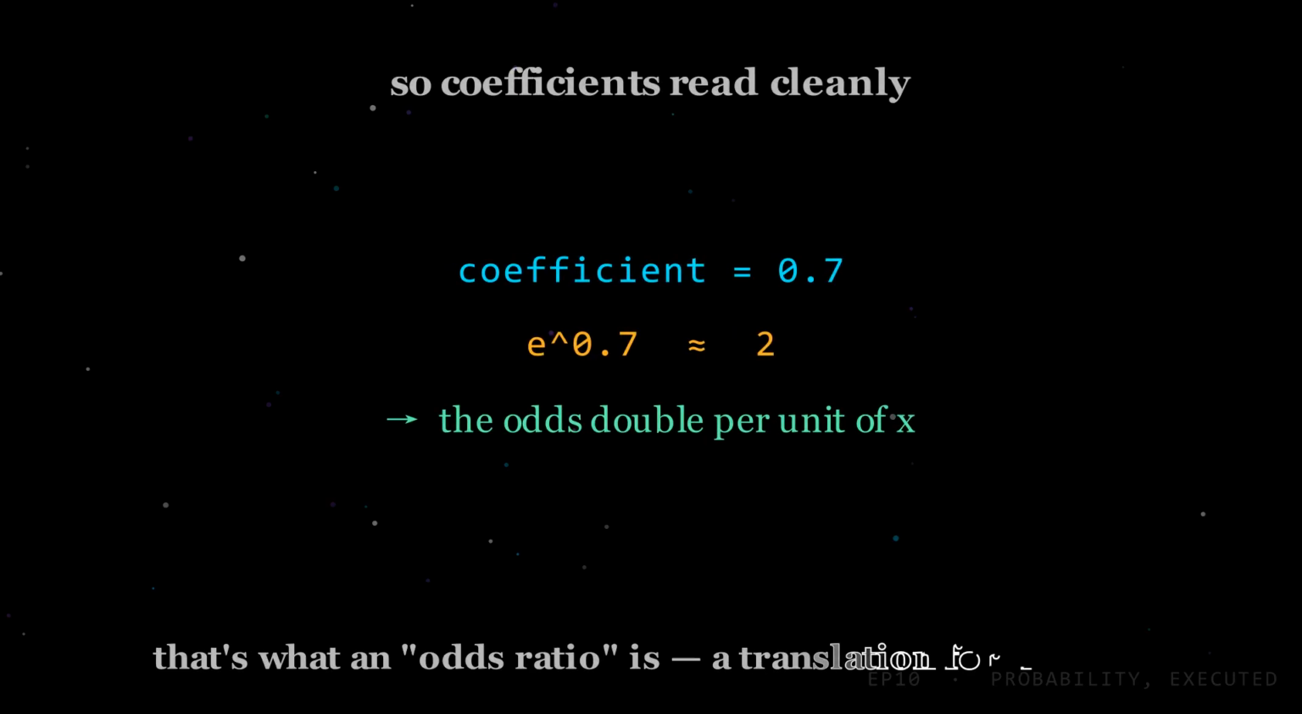In linear regression, a coefficient of 2 means y goes up by 2. Here, a coefficient of 0.7 means the log odds go up by 0.7 per unit of x, and e to the 0.7 is about 2, so the odds double. That's why you'll see people exponentiate coefficients and talk about odds ratios. They're converting from the space the model works in into the space humans think in.